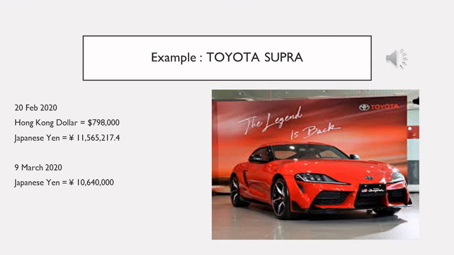Let's take an example, Toyota Supra. We can see that on 20th February 2020, it cost $798,000 Hong Kong dollars, and it cost 11,565,217.4 Japanese yen. On 9th March 2020, it cost 10,640,000 Japanese yen.